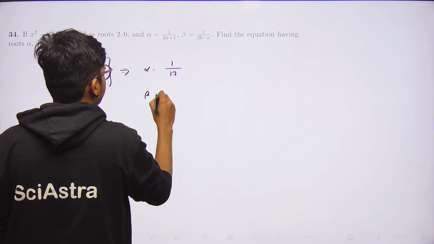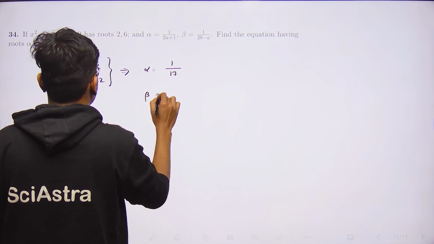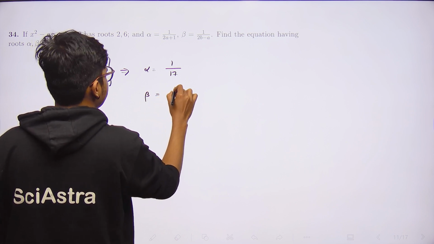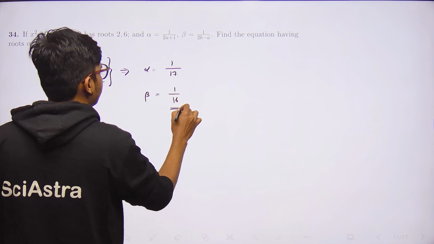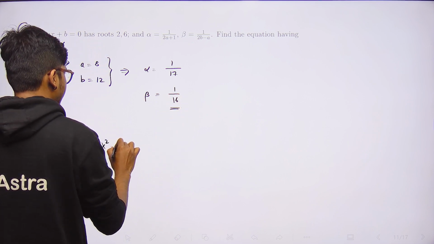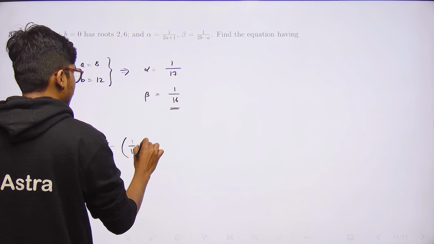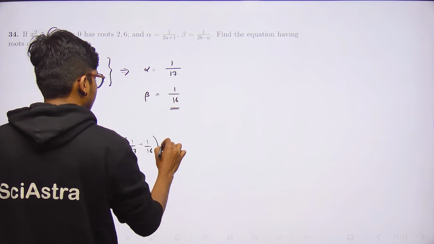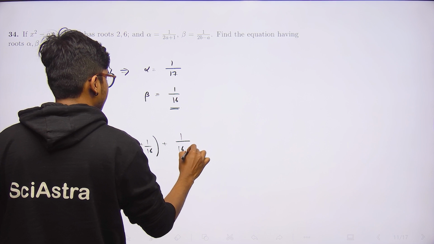Now इसके basis पे we can find the value of alpha as 1 by 16 plus 1, 17. Beta is going to be 2b minus a, right? So 2b is going to be 24 minus a is 16, right? 1 by 16 and 1 by 17. तो हमारा required equation क्या है? x square minus 1 by 17 plus 1 by 16 plus 1 by 16 times 17, right?